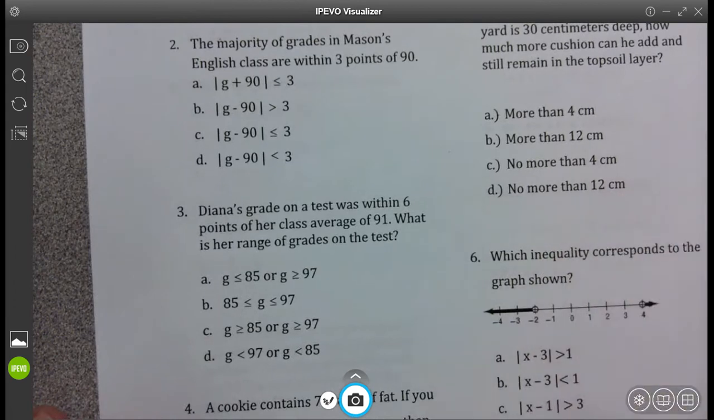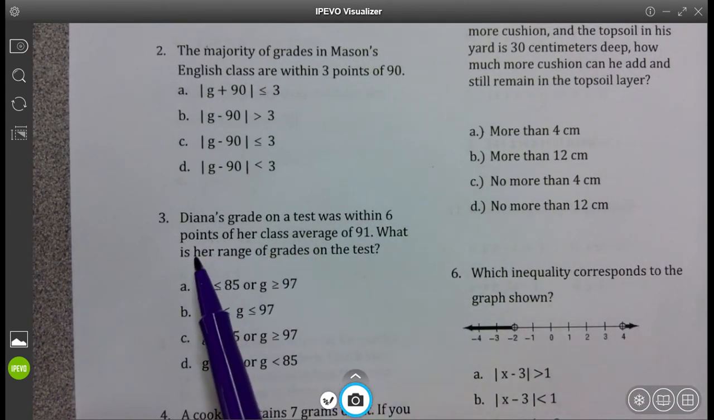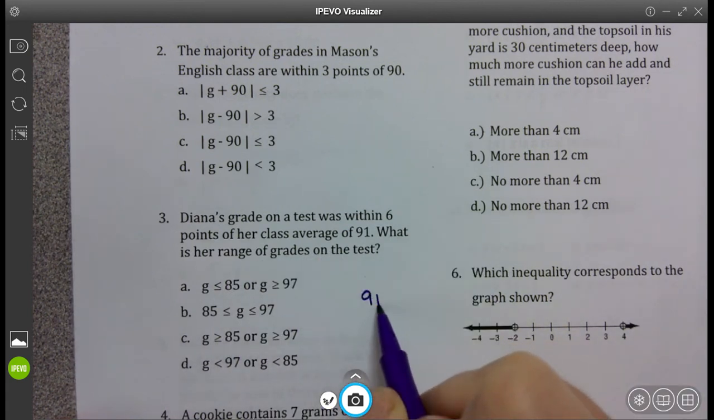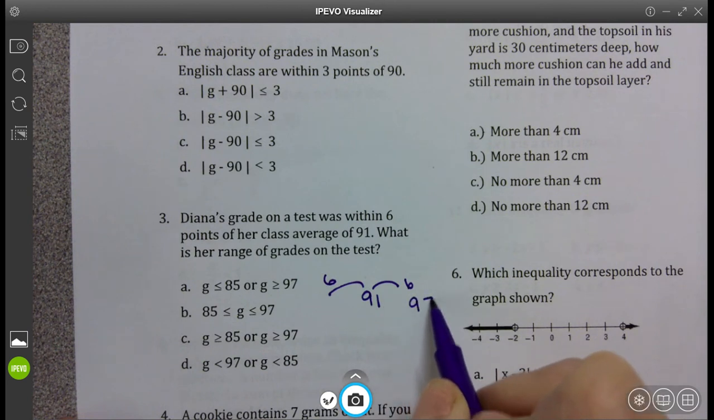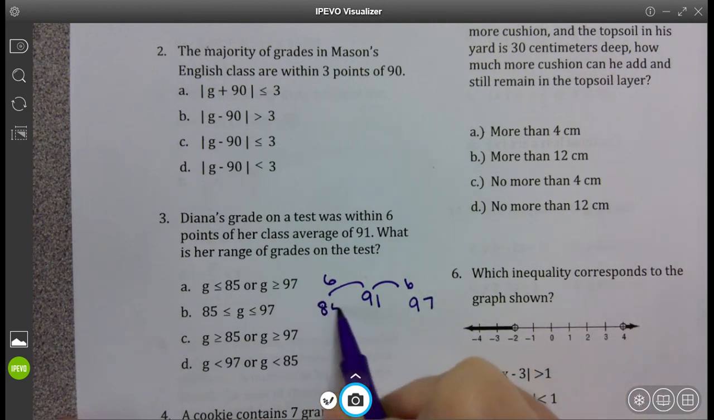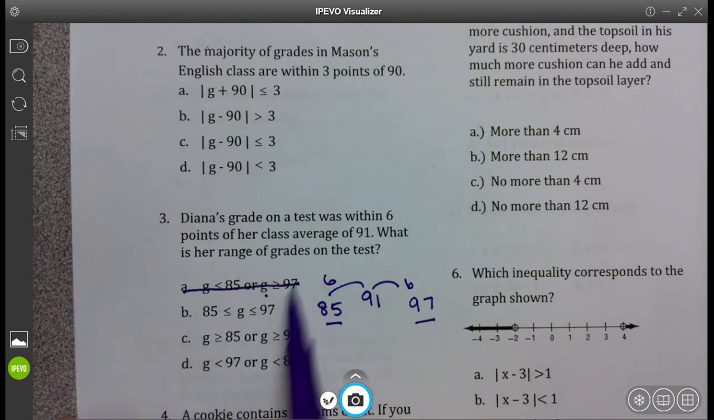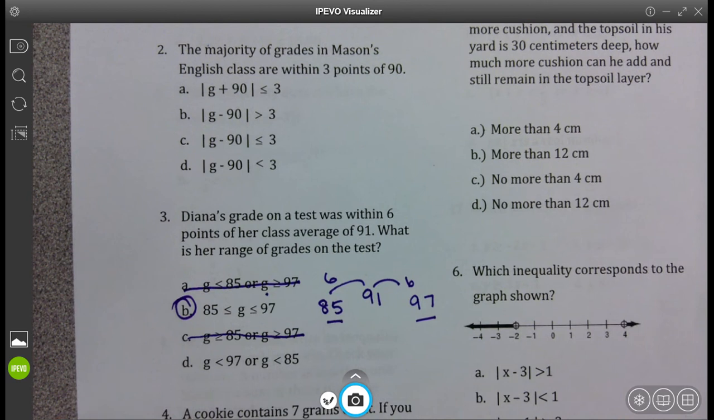Let's move on to one that's similar, and then I'm going to stop the video and make a part 2. Diana's grade on the test was within 6 points of her class average of 91. So she's within 6 points. She was in between 97 and 85. So she couldn't be more than 97. She can be less than 97, or she can be greater than 85. But she can also be equal to those scores, because that was the range of her class.